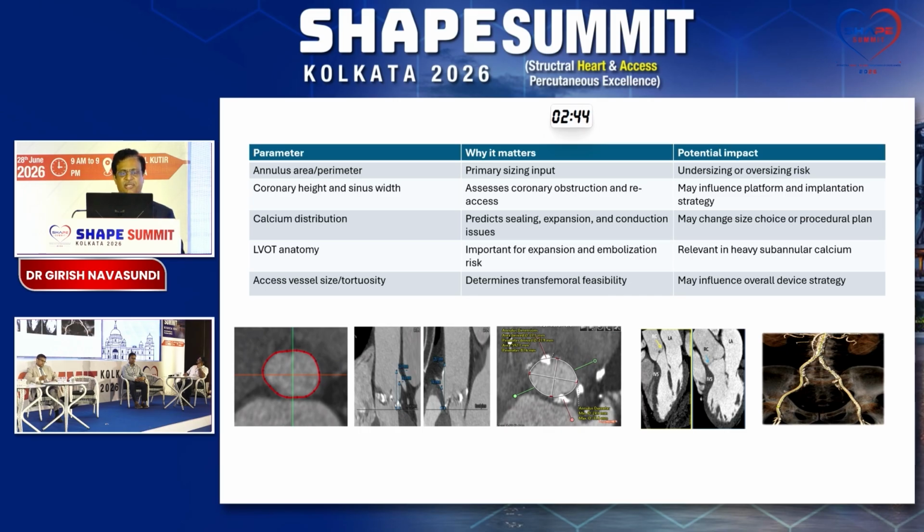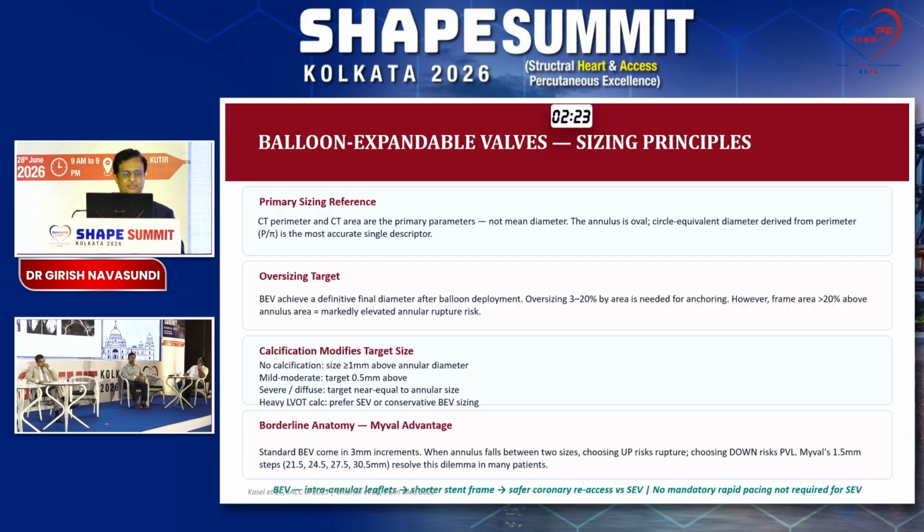Annulus area and perimeter are primarily the sizing input. Undersizing or oversizing depends on this. Coronary height and sinus width are very important and may influence which platform you use. Calcium distribution is one of the single most important predictors of sealing of the THV, expansion and conduction issues, and LVOT anatomy.